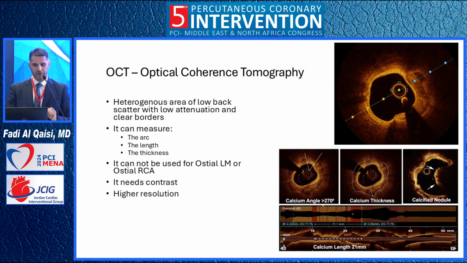OCT, optical coherence tomography, although they give us superior high resolution studies, and it shows calcium as this heterogeneous, low backscatter, low attenuation. So IVUS, bright. OCT, dark. Low attenuation arteries. It can show, this is one of the cases I did, these are online images, and you can see this calcium all over the place, and it can show calcified nodules. It can measure the arc, the length, and most important, the thickness, which IVUS cannot do.